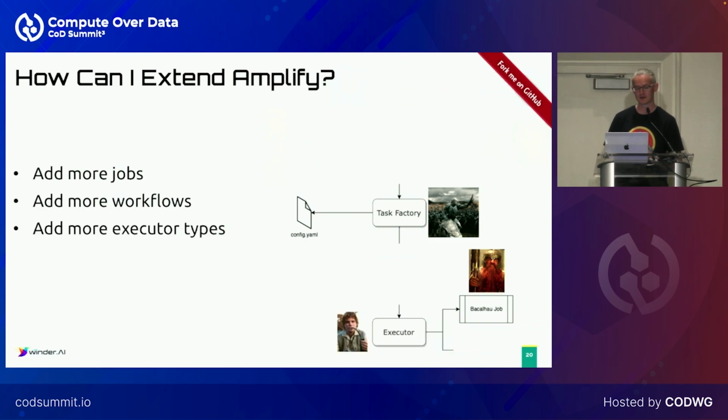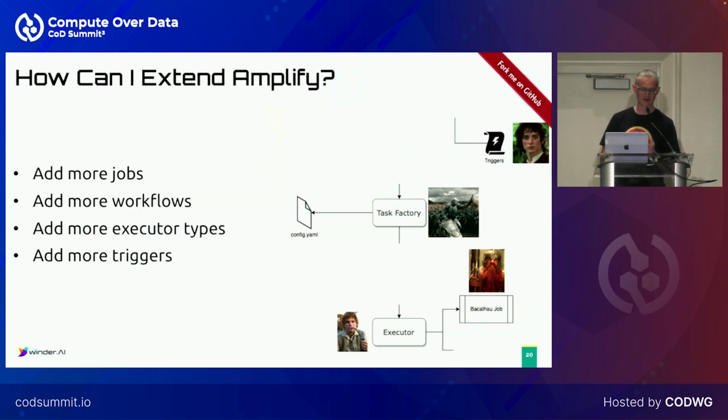You could add new executor types. So only Bacalhau, Docker and internal are implemented at the moment. No reason why we couldn't use a local Docker or a WASM Bacalhau or anything else in between. And finally, we could add more triggers. So again, we're only working on IPFS search at the moment. We kind of wanted to spend time adding triggers for watching S3 buckets and things like that, but ran out of time, and the IPFS search trigger exercised the system well enough.